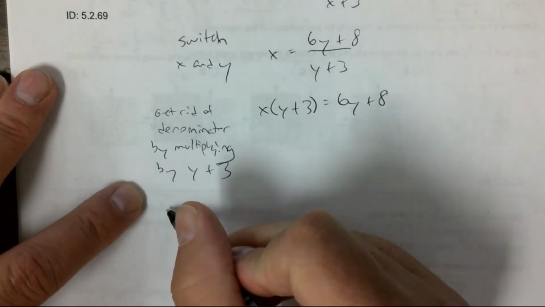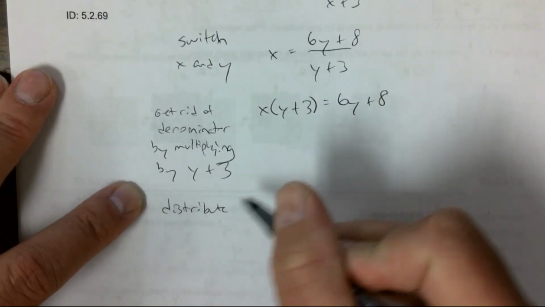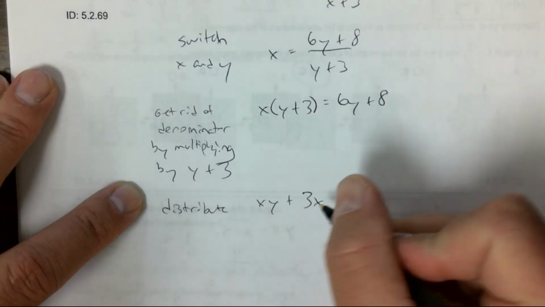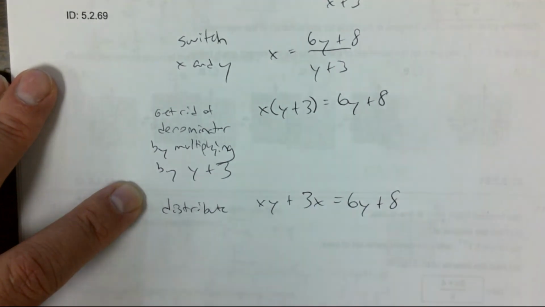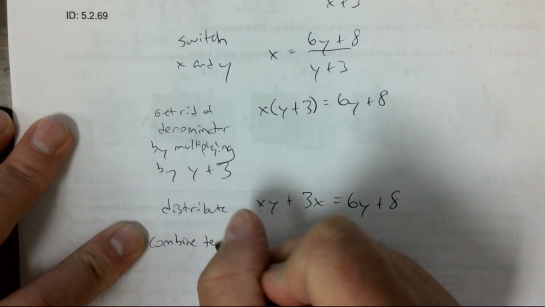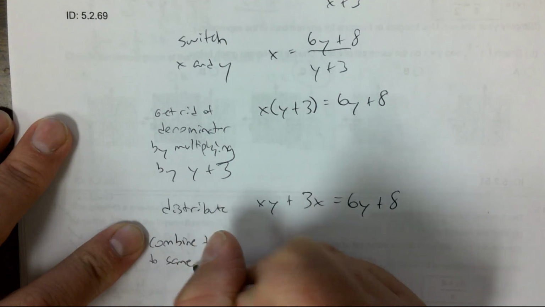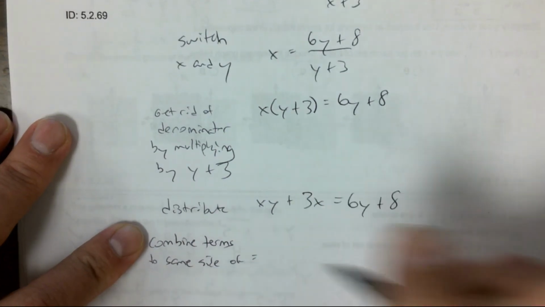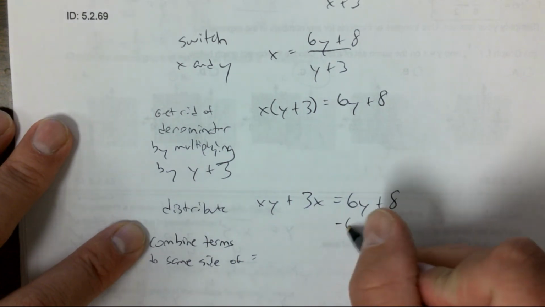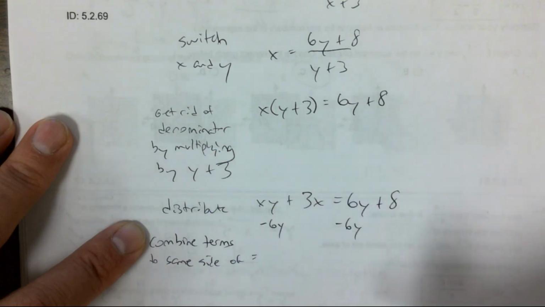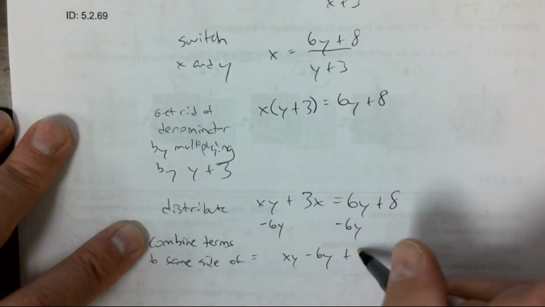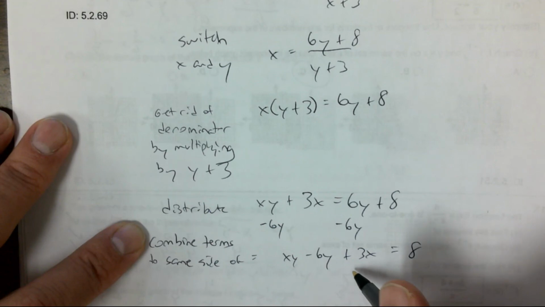And then we want to distribute. So you get xy plus 3x. And then you want to combine your terms to the same side of the equal. So this would be, if I bring this over, I'd have xy minus 6y plus 3x equal 8. And then I want a minus 3x, like that.